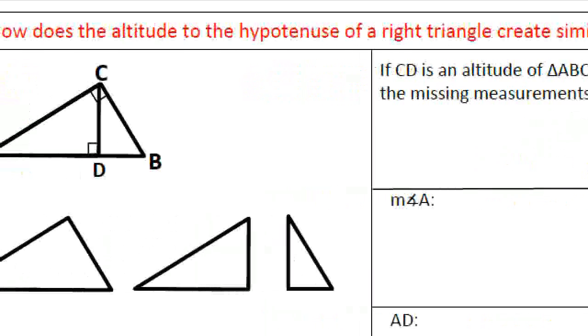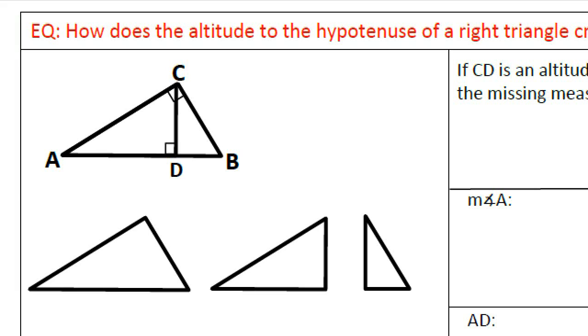Let's go back and I'll give you a chance to do this. Essential question: how does the altitude to the hypotenuse of a right triangle create similar triangles? And there's a lot of words here. Some of these words you've used before, like you know what a hypotenuse is, you know what a right triangle is, you know what a similar triangle is. The new word here is altitude.